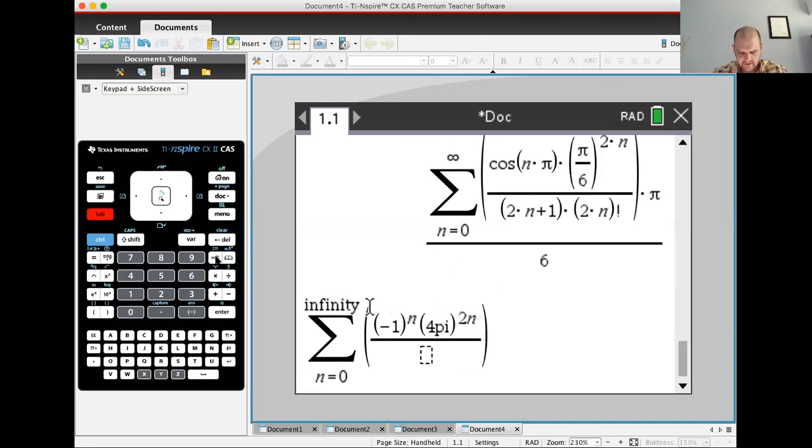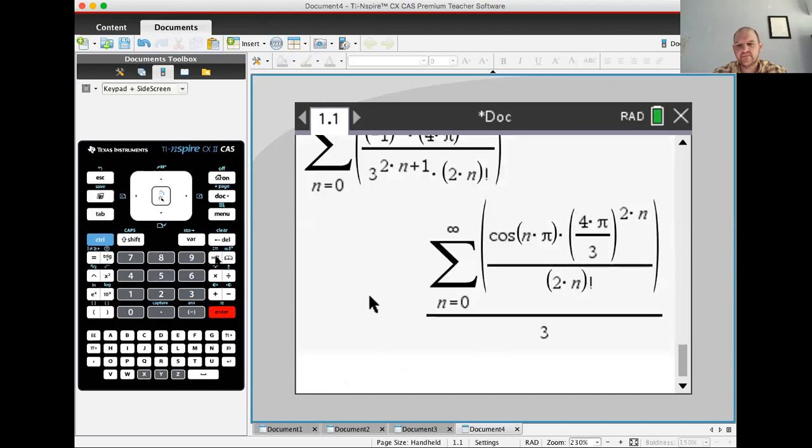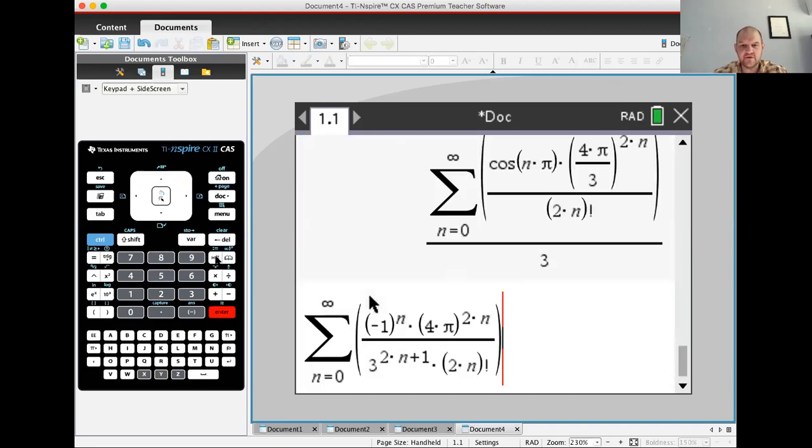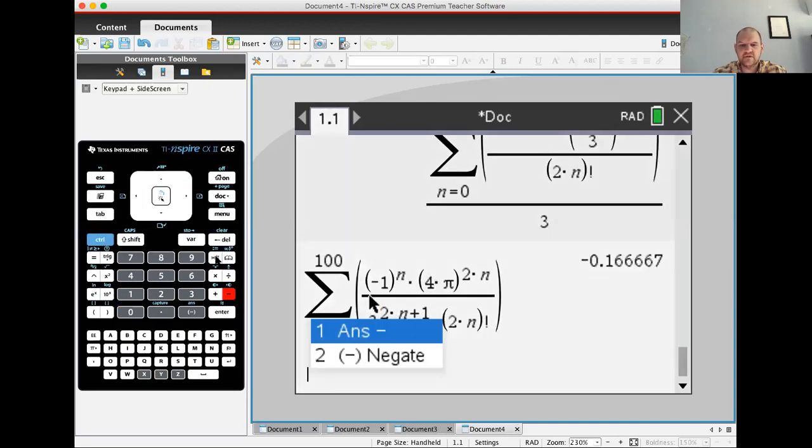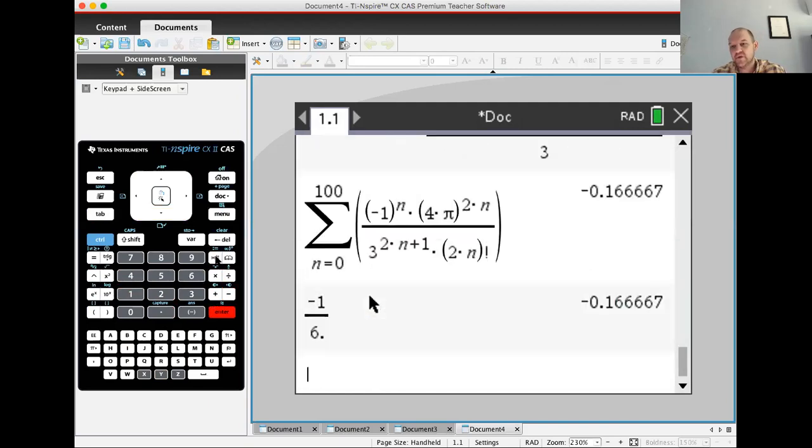Oh, I had another thought on that last one. Well, we'll see how this goes. 2n plus 1. This one's trickier though, so I expect this to work even less than the last one. Yeah, it's not happening for us. Let's change this to 100 and get a decimal. Negative 1/6. So we got it.